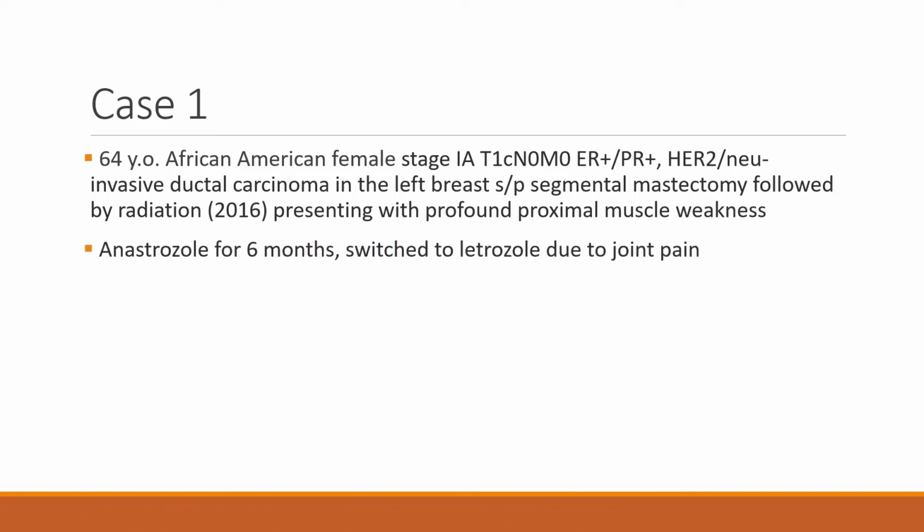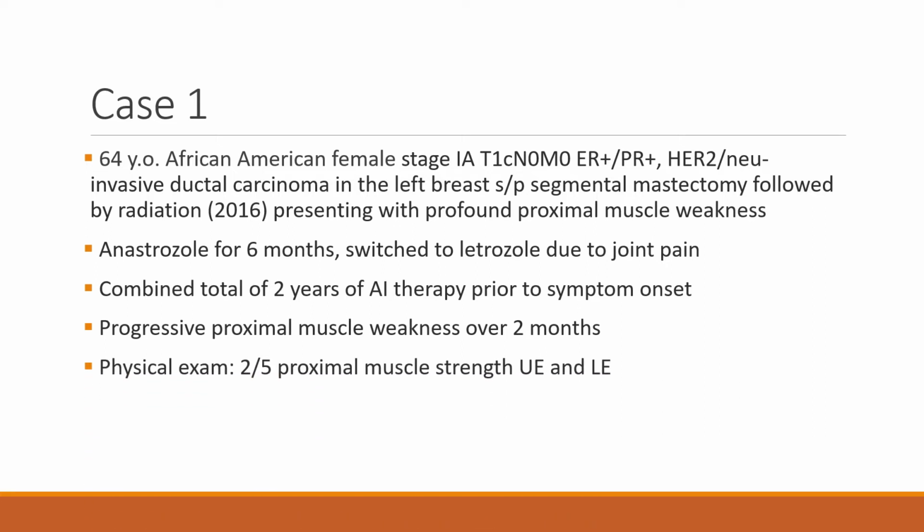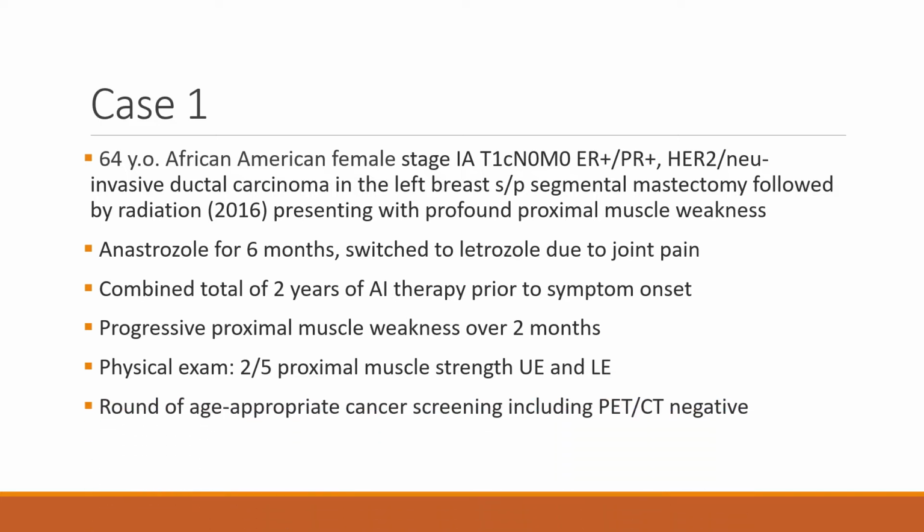She was on anastrozole for 6 months, but this was switched to letrozole due to joint pain. She received a combined total of 2 years of aromatase inhibitor therapy prior to symptom onset. Over the past 2 months, she's been experiencing progressive proximal muscle weakness. Her physical exam is notable for 2 out of 5 proximal muscle strength in her upper and lower extremities. She underwent a round of age-appropriate cancer screening, including a PET-CT, which was negative.